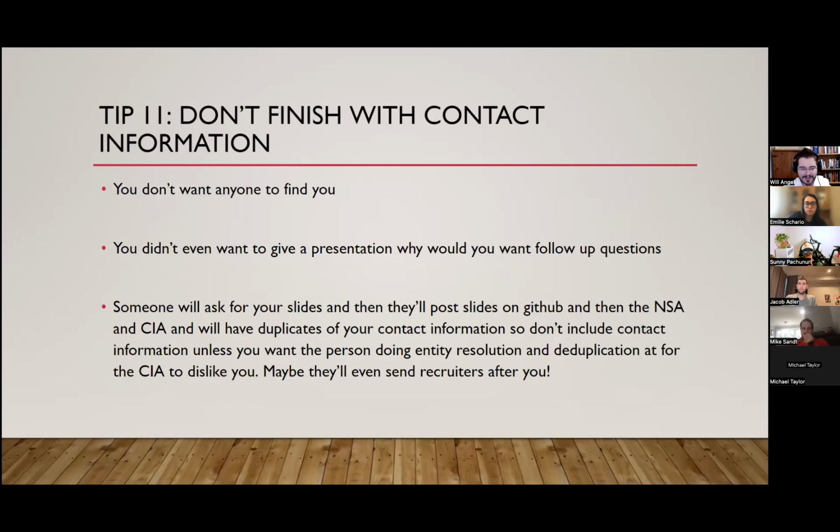So tip 11, don't finish with contact information. You don't want anyone to find you. And if you really want to give a truly bad presentation, you don't want to be there. So don't give people contact information, and someone's going to put your slides online, and then they'll have your contact information there and people can find it. And again, it's just too much of a hassle.